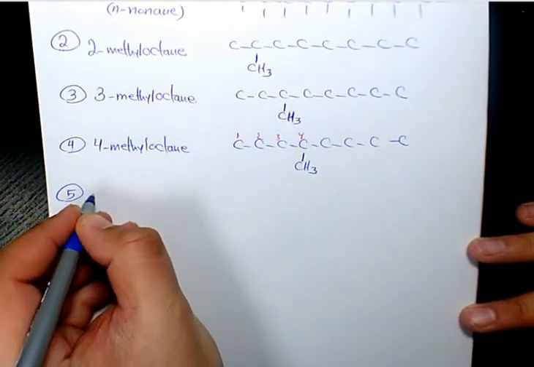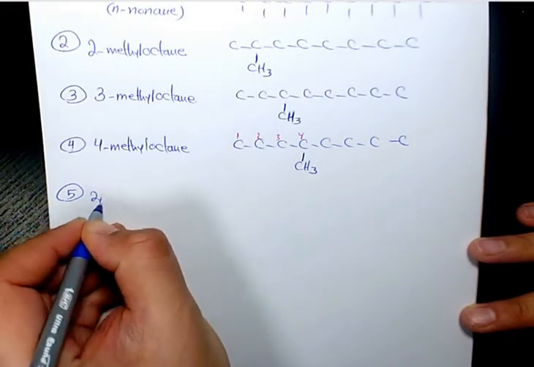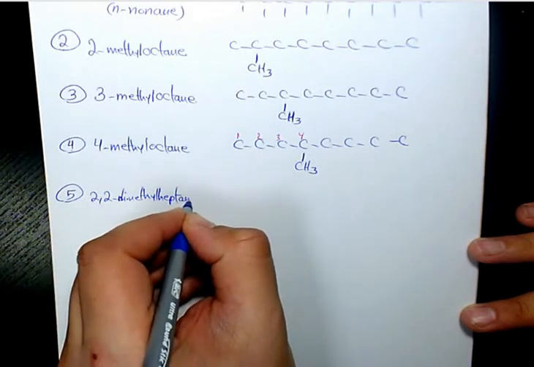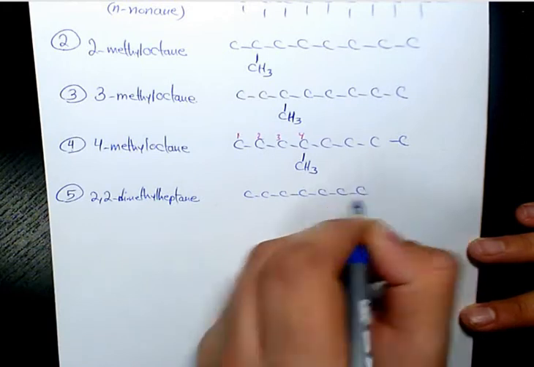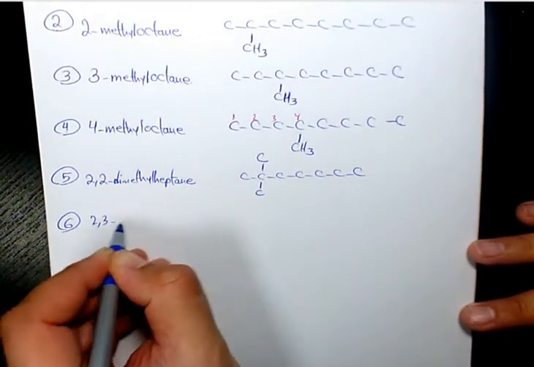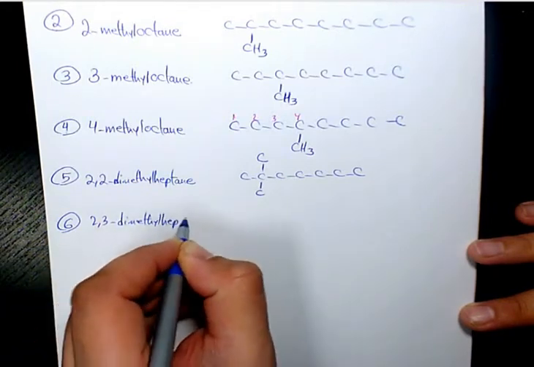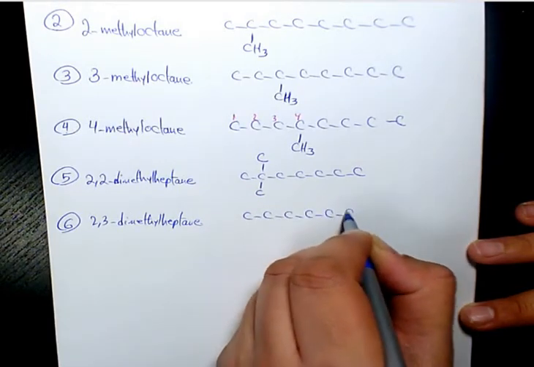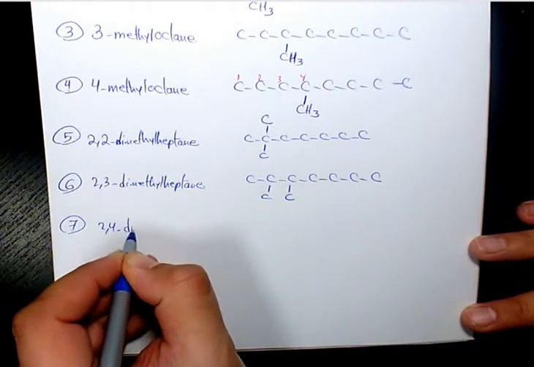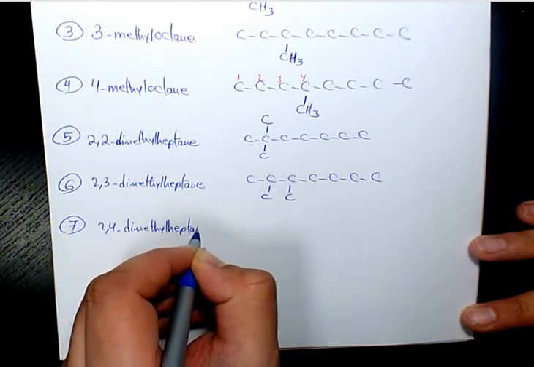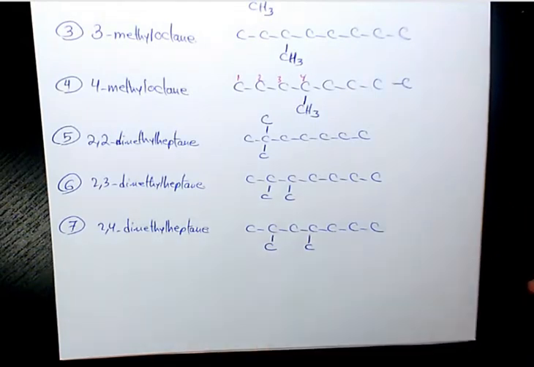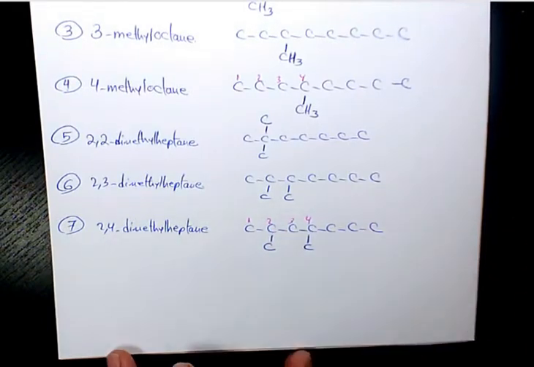Next isomer will be when we have 2 methyl groups. It's going to be 2 and 2 dimethylheptane. One, two, three, four, five, six, seven. Number 6 is going to be 2 and 3 dimethyl heptane. Number 7 is going to be 2 and 4 dimethyl heptane. We have 7 carbons again, so 1, 2, 3, 4, so 2 and 4 dimethyl heptane.